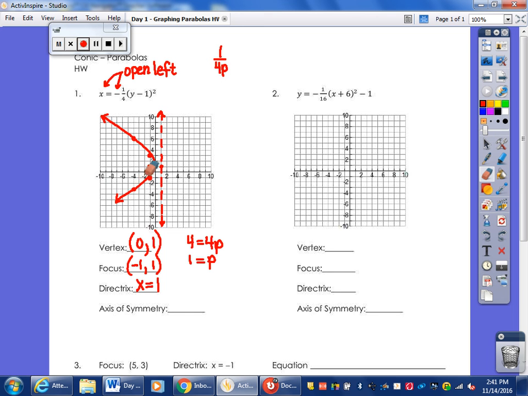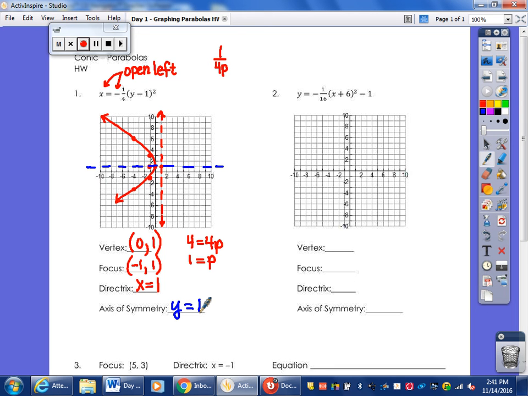Okay. So this is how your parabola should look. Now the axis of symmetry, remember, is what makes it symmetrical. So now it's a horizontal line. So instead of x equals, it's going to be y equals, and it's equal to 1. Y equals 1.